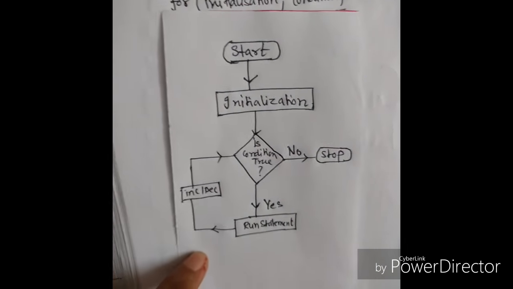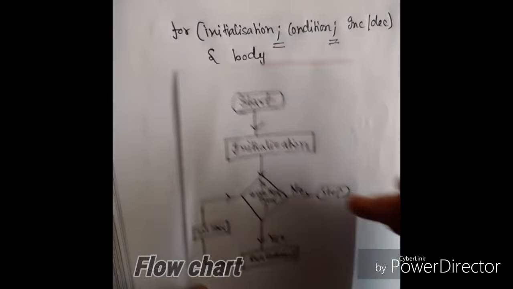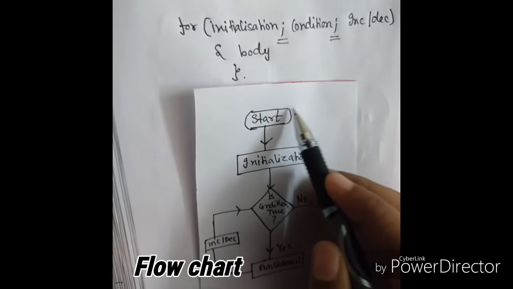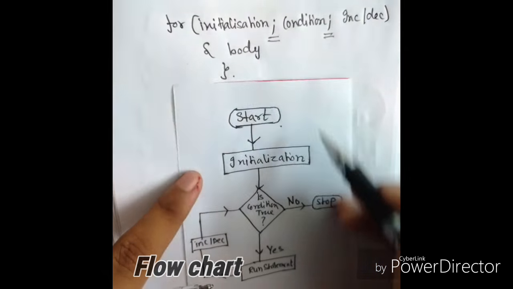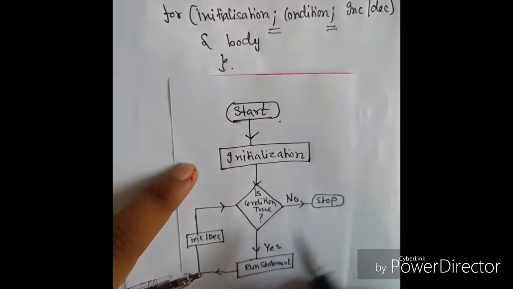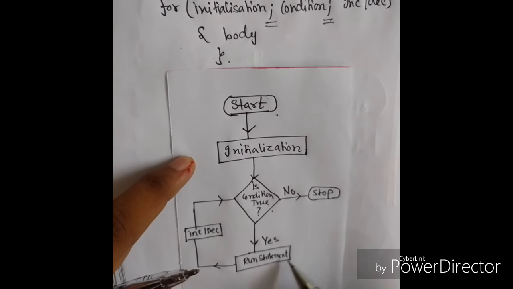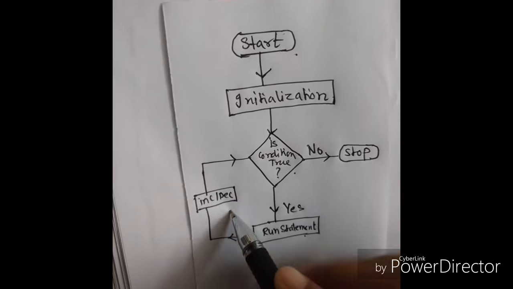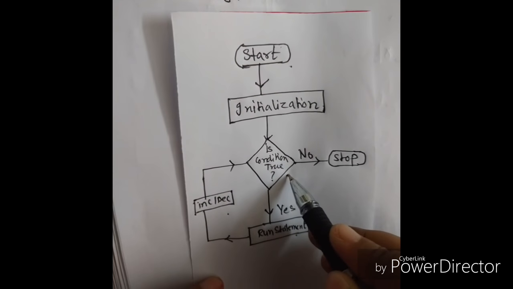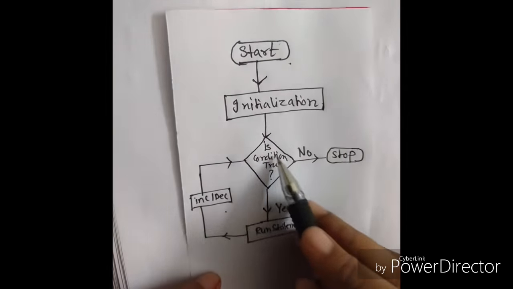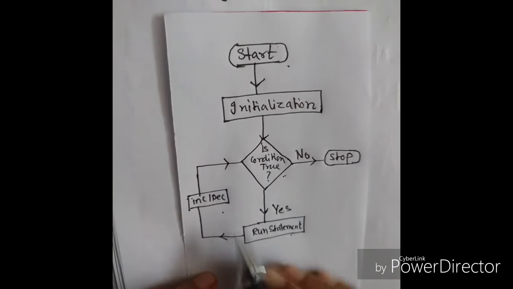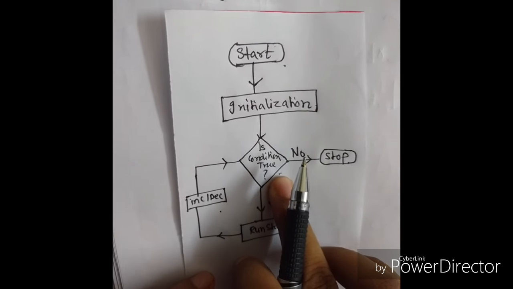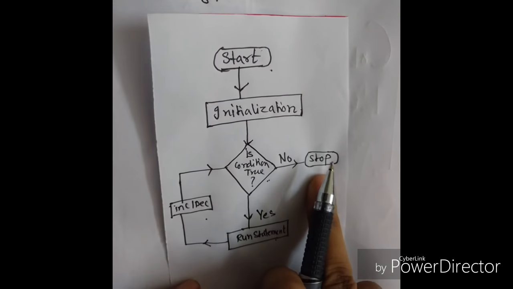Now coming to the working of the for loop, here is a flowchart. I have already drawn the flowchart for the for loop. So we are starting, then we are initializing, then we are checking the condition. If the condition is true, we run the statement, then we increment or decrement, again we check the condition, and this process is followed till our condition is true. When our condition becomes false, the for loop terminates.